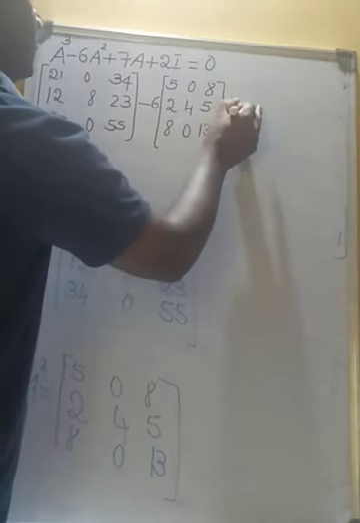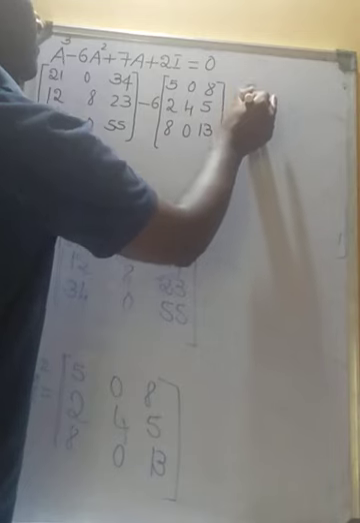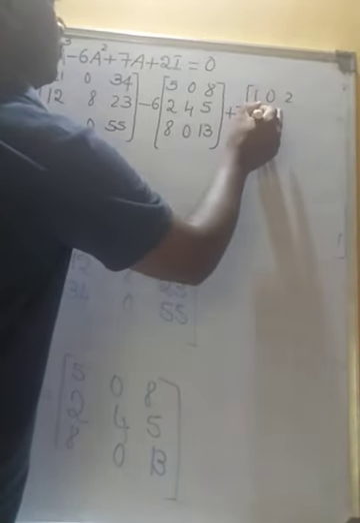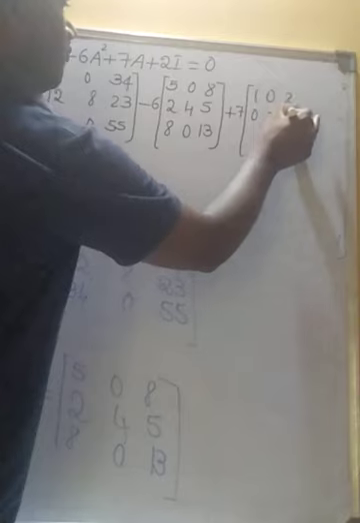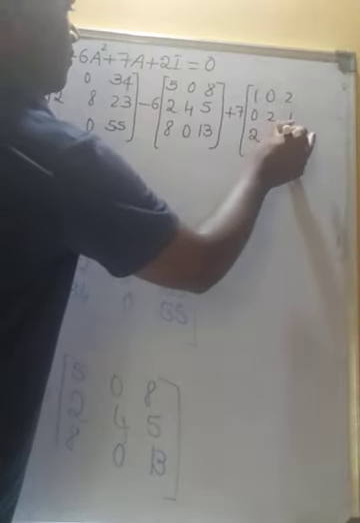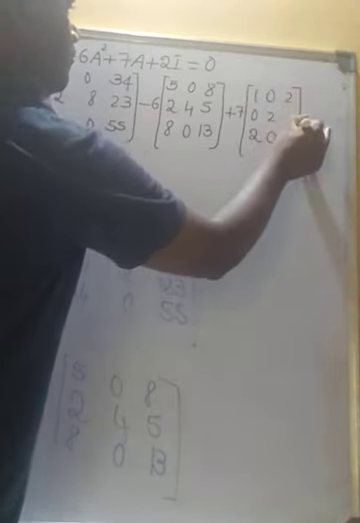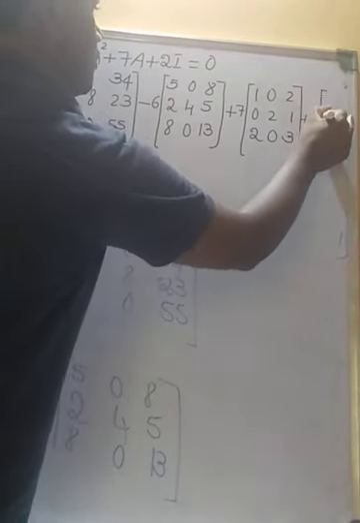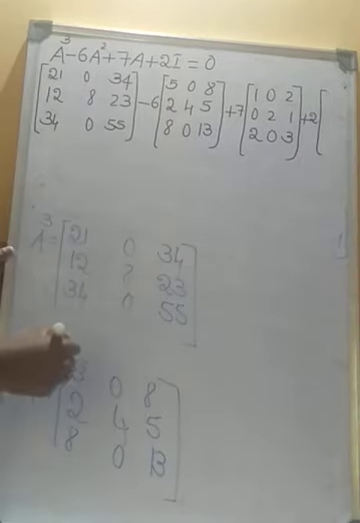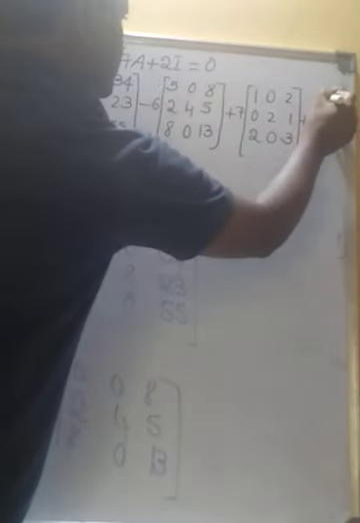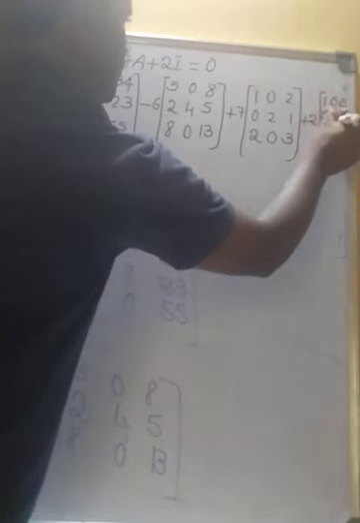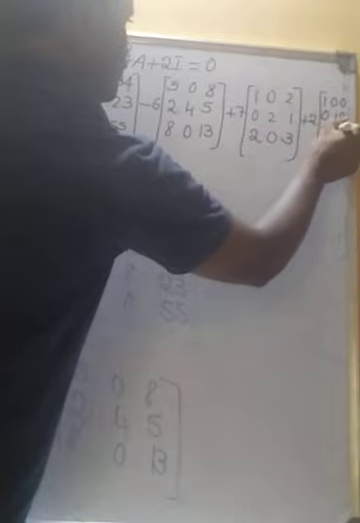plus 7 into matrix A elements 1, 0, 2, 0, 2, 1, 2, 0, 3, plus 2 into the identity matrix of order 3 cross 3: 1 0 0, 0 1 0, 0 0 1.